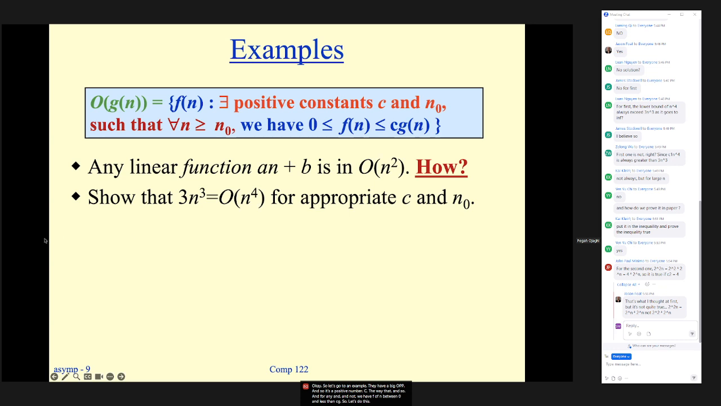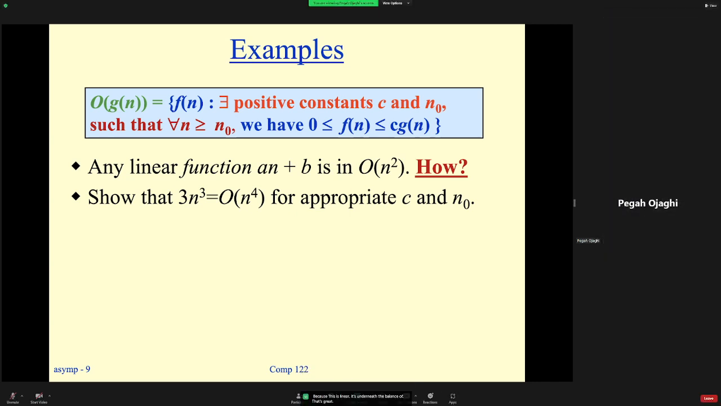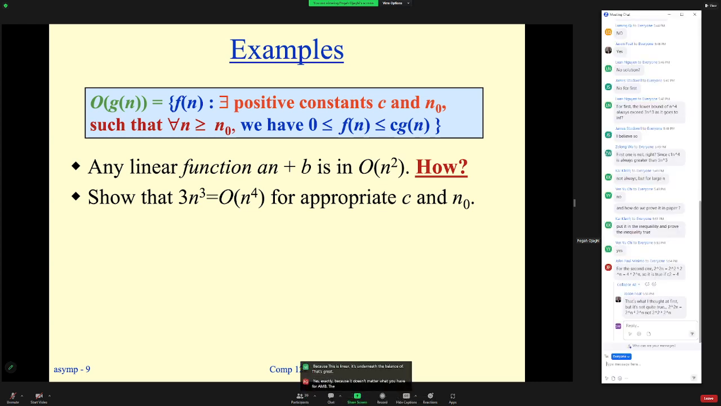So let's do this one. Any linear function, a n plus b, is in big O of n squared. Does anybody know why? Because since it's linear, it's underneath the bounds of n squared. Yes, exactly. Because it doesn't matter what you have for a and b. The growth of a n plus b is linear.